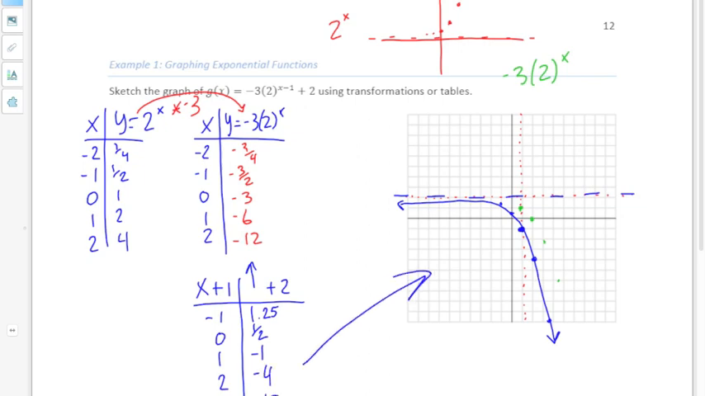And now I can just plot these points. So I don't care which way you like to do it. The tables take longer, but if you have a really hard time doing what I did with the transposition of axes and using my knowledge of what 2 to the x looks like, then perhaps the tables would be better for you to use.